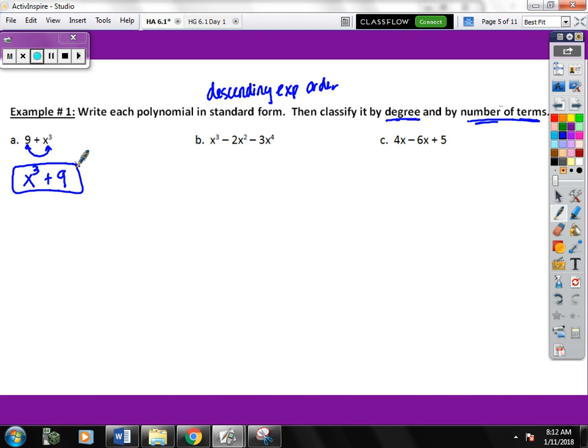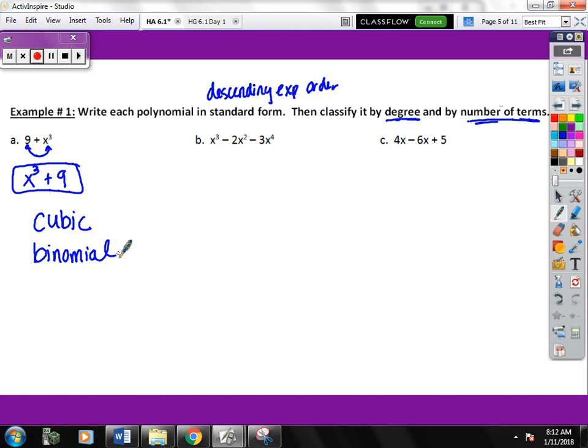Who thinks they could classify this by its degree and the number of terms? So is it linear, quadratic, cubic, quartic, or quintic? And is it a monomial, binomial, trinomial, or something else? Who can name this? Abby? Cubic, binomial. Very good. Cubic, degree is 3. Binomial, there's 2 terms. Remember doing this in Algebra 1? No?